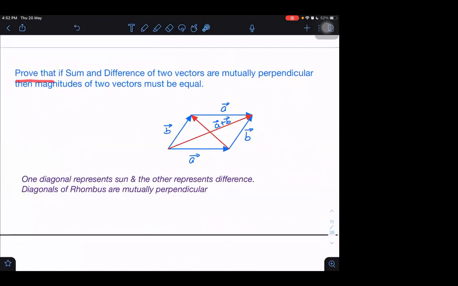Can you prove this? Prove that if sum and difference of two vectors are mutually perpendicular, then the magnitude of the two vectors must be equal. Can you prove it? This is a hint. I have given a hint also.